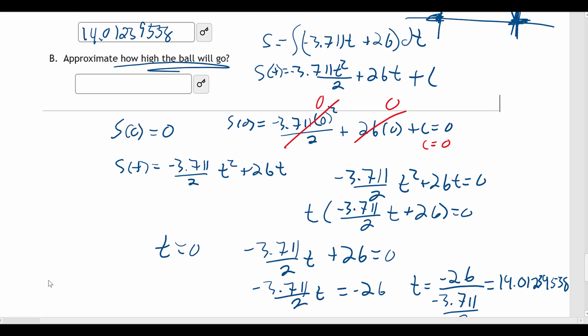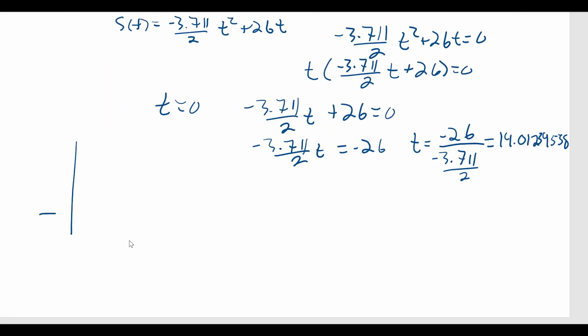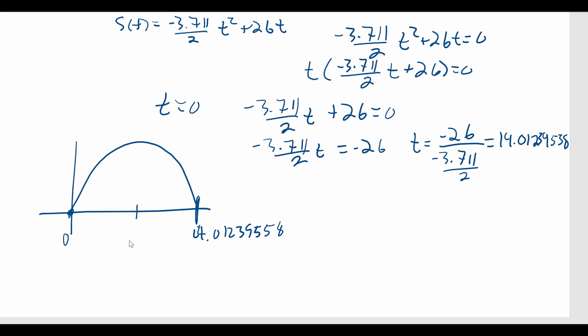Well, realizing that this is going to be a parabola, what comes up comes down. It's kind of cool that way. Here's 0, and then this is our 14.012395558. The midpoint is where you're going to have the peak. And this is an easy calculation because it starts at 0 at 0, so I don't have to worry about another calculation.